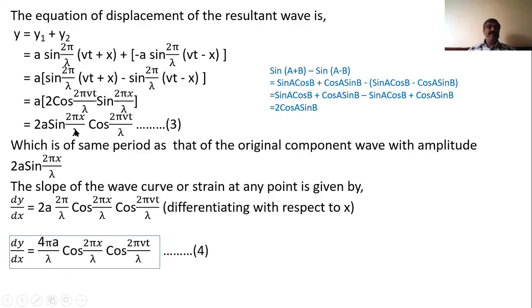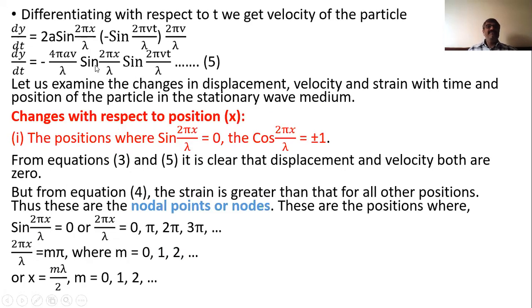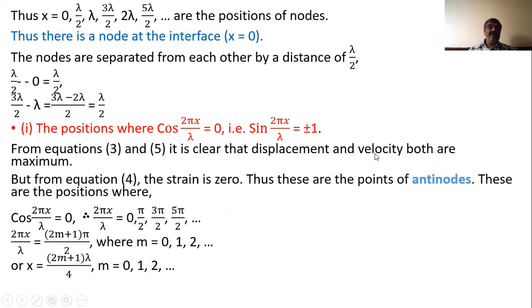That means displacement is maximum. So here it is a cosine, and the cosine function we have considered 0, so strain is 0. Displacement is maximum, strain is 0. And what about velocity? Velocity, again here it is a sine function, so maximum. So displacement and velocity are maximum and strain is 0. Displacement is maximum, that means particles are at their amplitude position. So these are the positions of the antinodes.